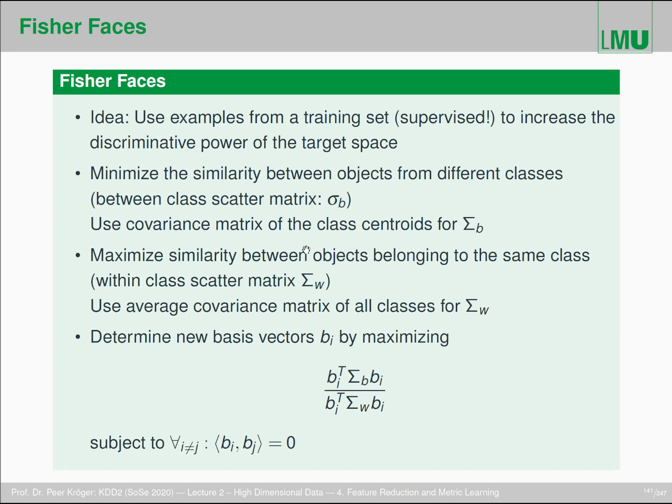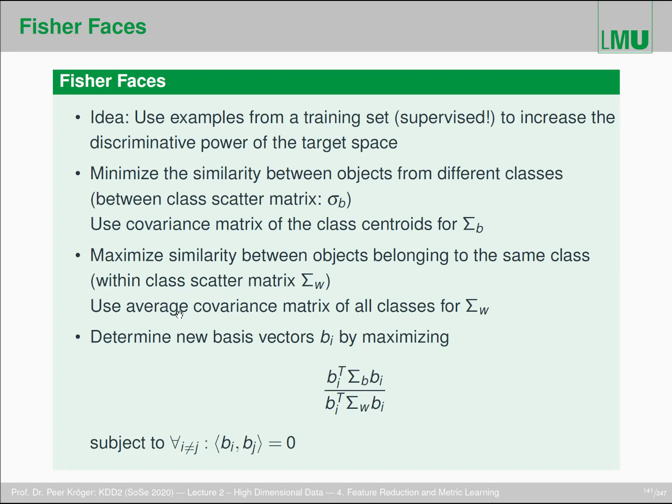And actually, the spread here should be large, right? So you want to find axes where the spread here is large. So the sigma B, the covariances are larger. Yeah. And then on the other hand, you want to maximize similarity between objects from the same class. Yeah, or in other words, minimize the distance within the class, between objects within the class.